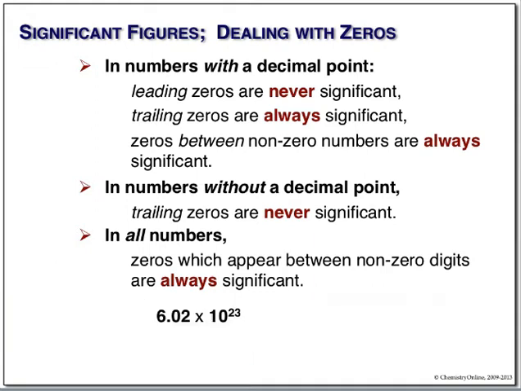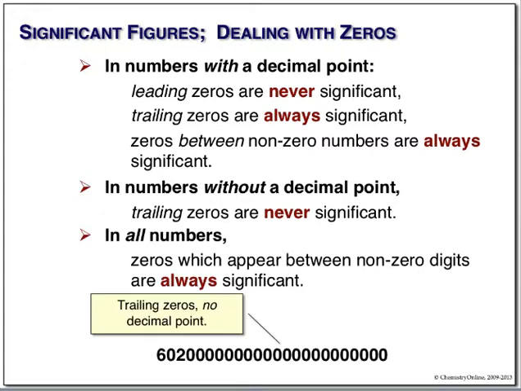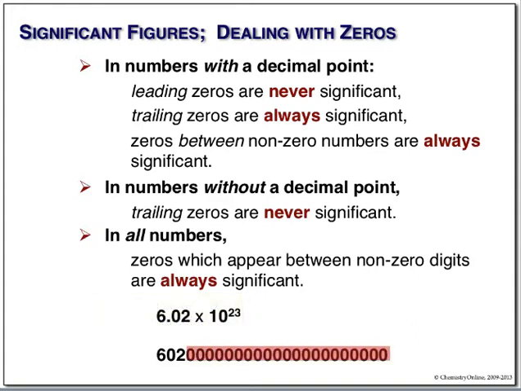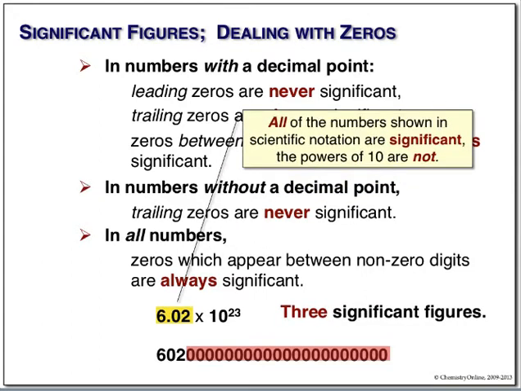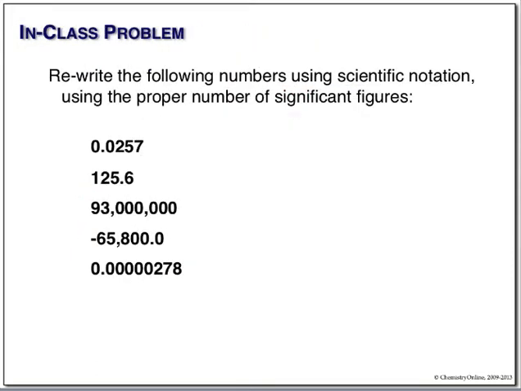If I gave you a number in scientific notation, 6.02 times 10 to the 23rd, this really represents a number that looks like this. Again, there's no decimal point indicated. All of our trailing zeros disappear, and we're left with three significant figures. Whenever you have a number shown in scientific notation, all of the digits that are shown in the coefficient are significant, and of course the powers of 10 are not. Let's do some quick examples here.